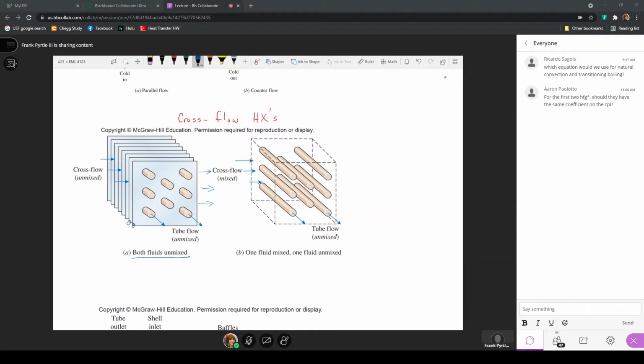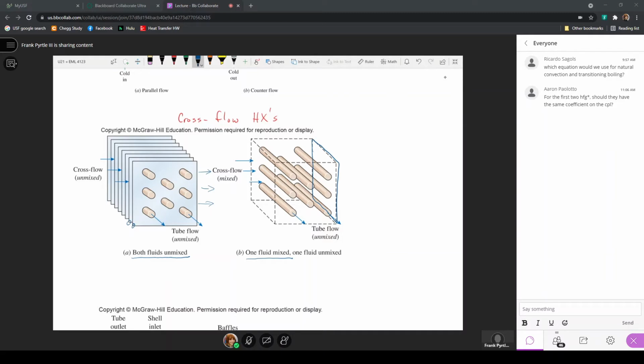So this is what we would call both fluids being unmixed. In this configuration where there are no fins, we consider one fluid to be mixed. The mixed one is the one that, as it comes into the left side of an imaginary control volume, can leave on the right side of this control volume. The fluid that came in the top can move as it moves around these tubes. It could come out in the middle or at the bottom.